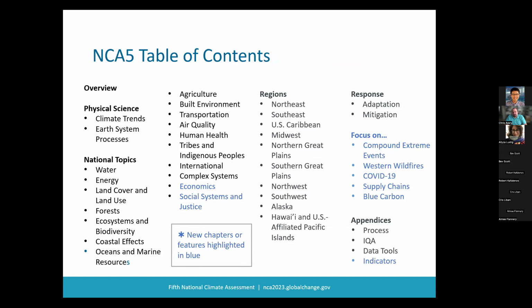The NCA table of contents has evolved over time, informed by user input. NCA5 added 2 new chapters, one on economics and one on social systems and justice. We also have 5 new features on compound extreme events, Western wildfires, COVID-19, supply chains, and blue carbon. And there are also several appendices, including a new one focused on indicators.